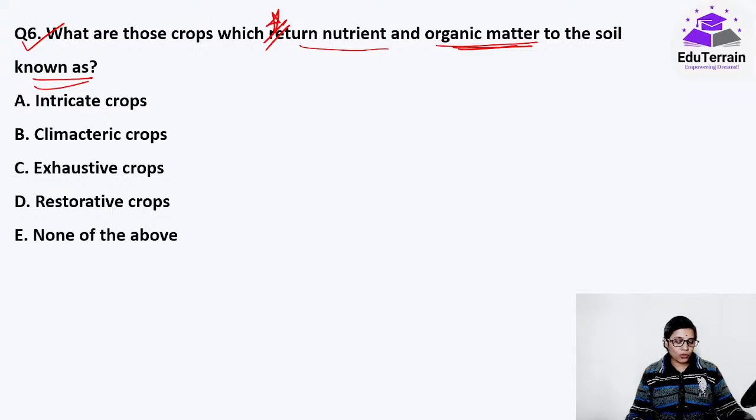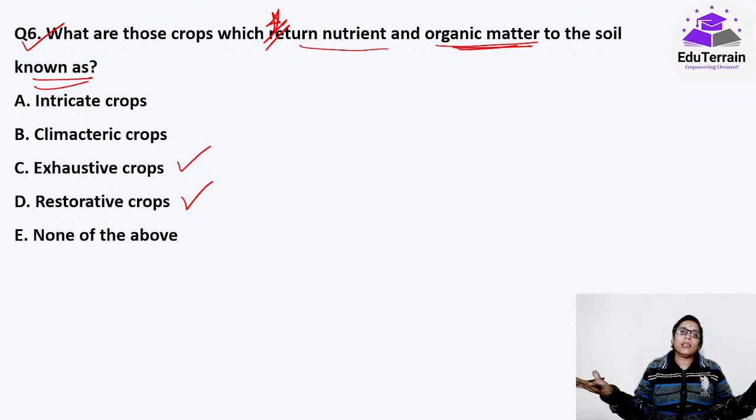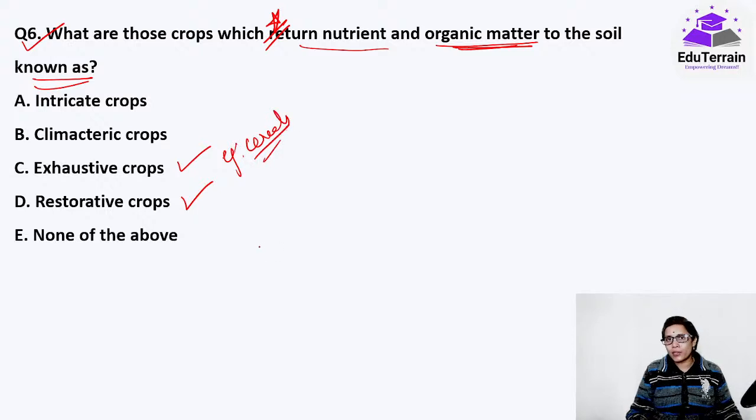Yes, anyone who wants to try? Okay. See, there are two types of crops I said. One is the exhaustive crops and the other is the restorative crops. Exhaustive crops क्या है? They completely deplete the nutrients from the soil. मतलब ये पूरा absorb कर लेंगे and then they will grow. Okay, they will not return anything to the soil as such. Example, your cereals. Best example is cereals here.